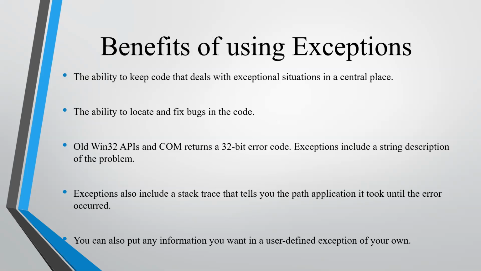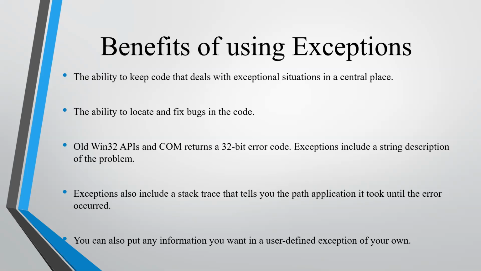There are some benefits of using exceptions. That's why we use them in our code. So first is the ability to keep code that deals with exceptional situations in a central place. So basically we are maintaining a place or a log history, which is a central place to record all the exceptions that occur in a program or application. It also gives us the benefit to locate and fix bugs in the code.